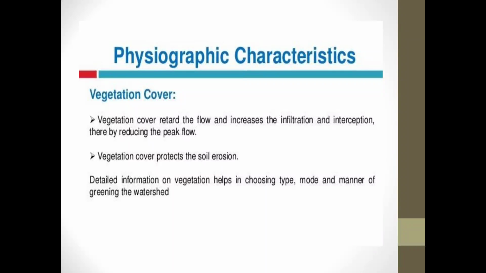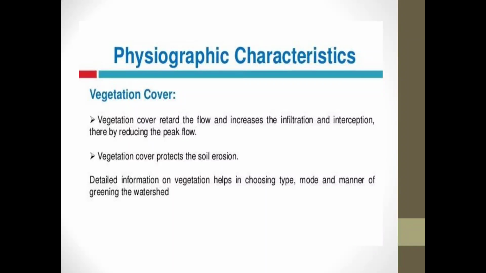Then the vegetation cover protects against soil erosion. If small vegetation or grasses are present on the soil surface, they also cover the soil surface, and due to that the soil erosion is reduced. Then detailed information on the vegetation helps in choosing the type, mode and manner of the greening in the watershed. If we know the detailed information on the vegetation, it helps in choosing the type, mode as well as the manner of the greening in the watershed.